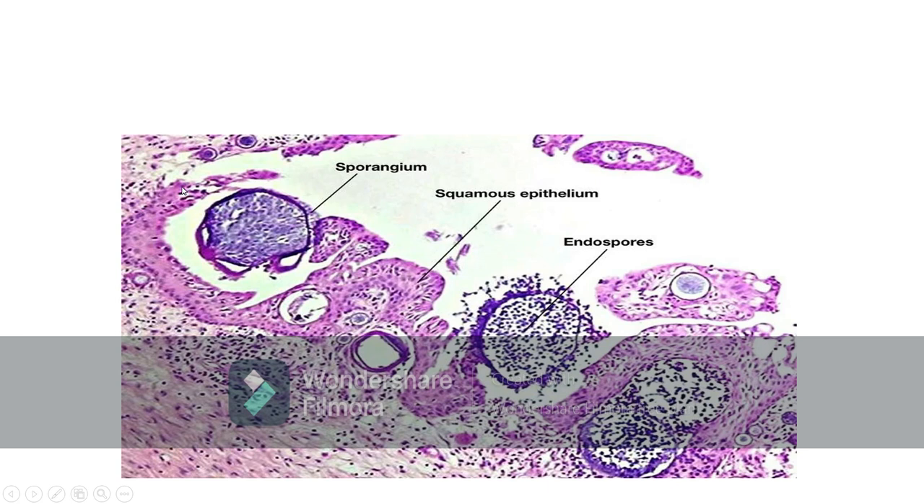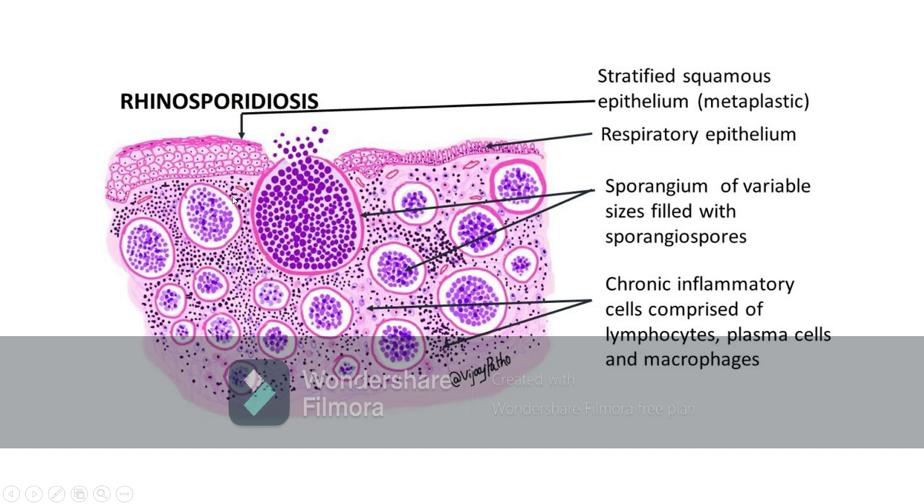And also, this nasal polyp arises from the nasal cavity. So obviously you can see the nasal epithelium. You can see the squamous epithelium here, and underlying and overlying you can see the sporangia. Here you can see the sporangia, and you can see tiny sporangia also. These are the developing sporangia. Sporangium. So this picture you can draw in your exam.